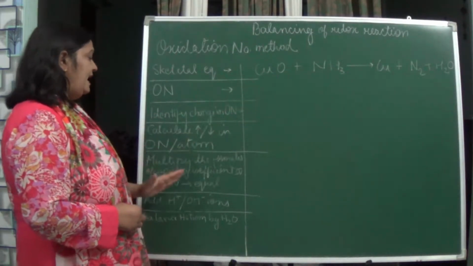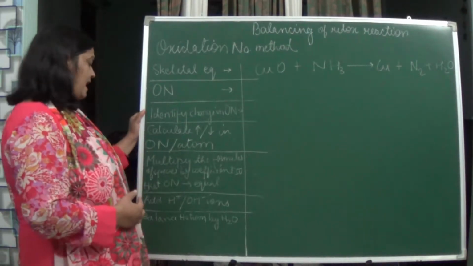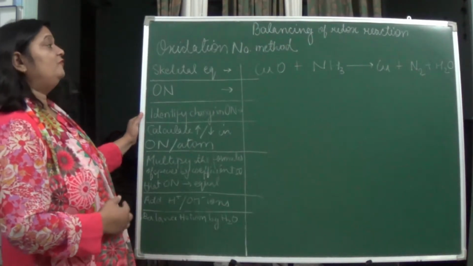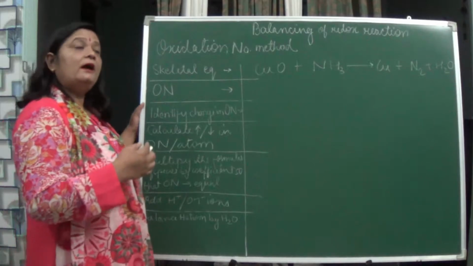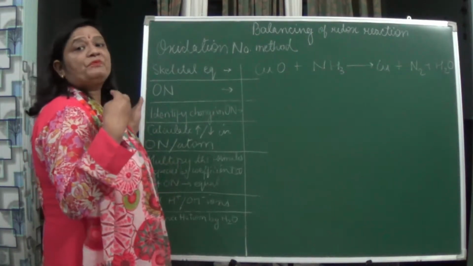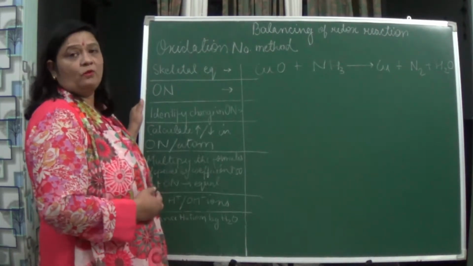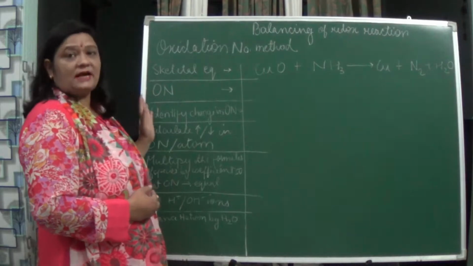Then we will multiply in order to balance the atoms. And then if the hydrogen atoms or oxygen atoms are more, in order to balance the hydrogen, we will add water at last. So let us start with the steps.